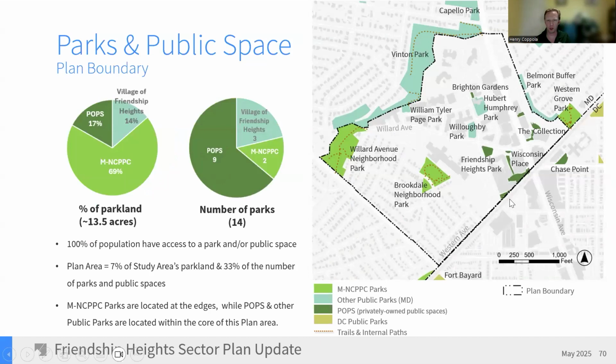So zooming in on the plan boundary, we see even better, ticking that last 1% to 100% of the population in this area are within a 10-minute walk of a park or public open space, which is fantastic. You can see those Montgomery parks and then CPPC parks in bright green here. The dark green ones are POPs, or privately owned public spaces, which we have a number of, particularly in that more central downtown core, and then the village parks and town of Somerset parks along the boundary there as well, and a pretty good distribution throughout, as evidenced with that 10-minute walk metric.